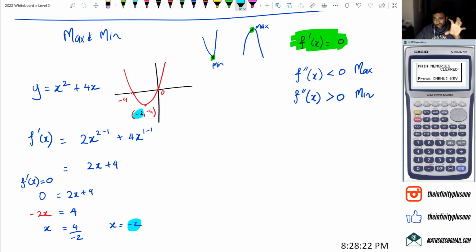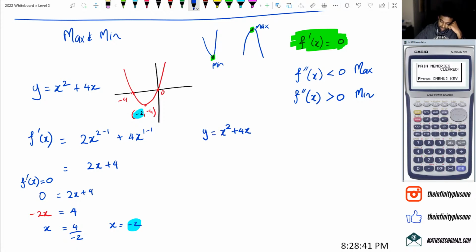So we've actually figured out what the -2 is. Now we still don't know what that -4 is, right? And how do we get to that -4? Well, once we actually have -2, we can substitute it back in the original equation. Our original equation is y is equal to x squared plus 4x.